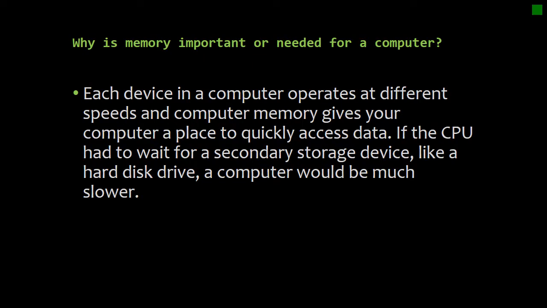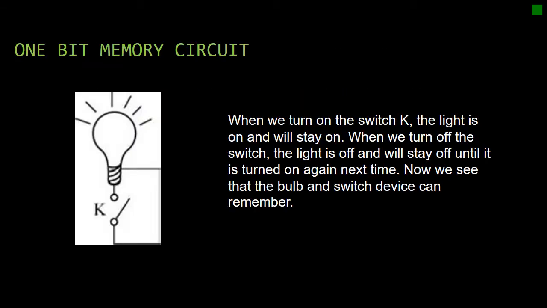So why is memory important or needed for a computer? Each device in a computer operates at different speeds, and computer memory gives your computer a place to quickly access data. If the CPU had to wait for a secondary storage device, for example a hard disk, the computer would be much slower. So people use memory or flash memory to store photos and documents.